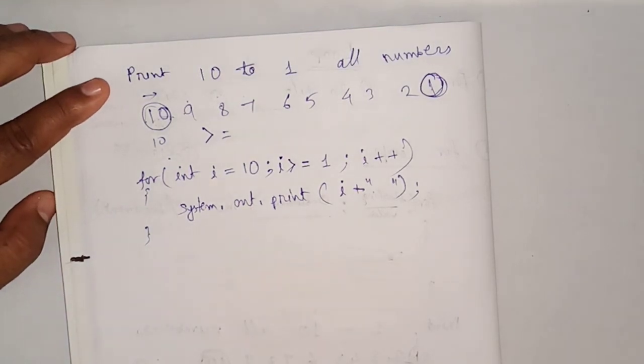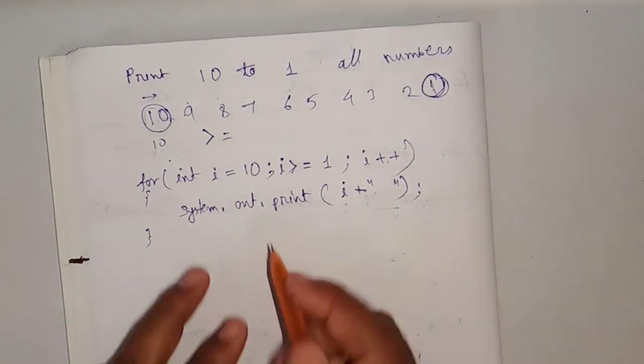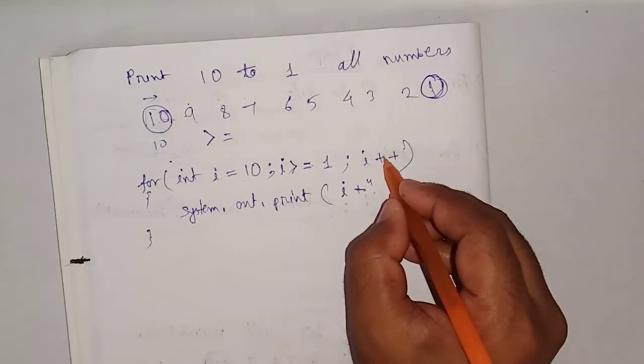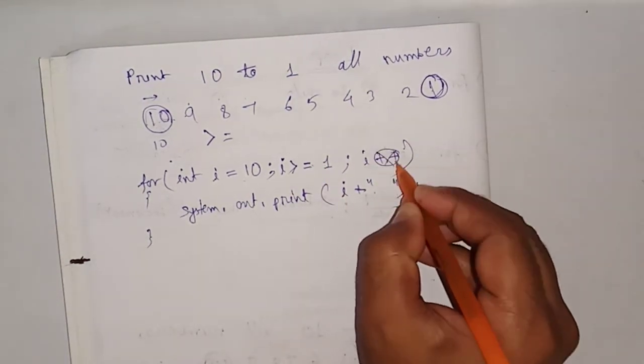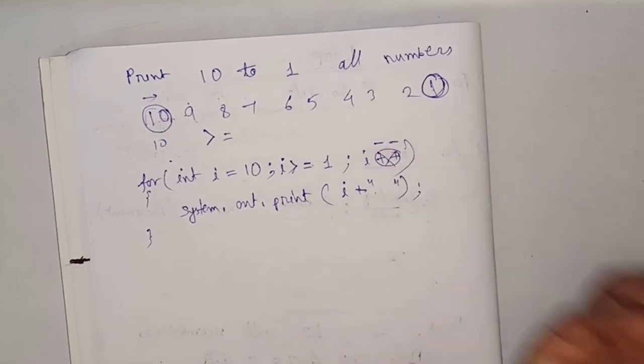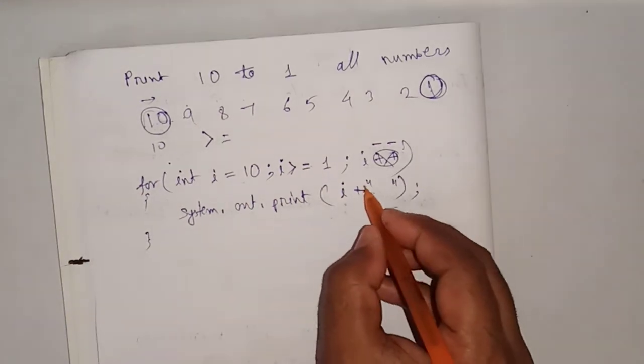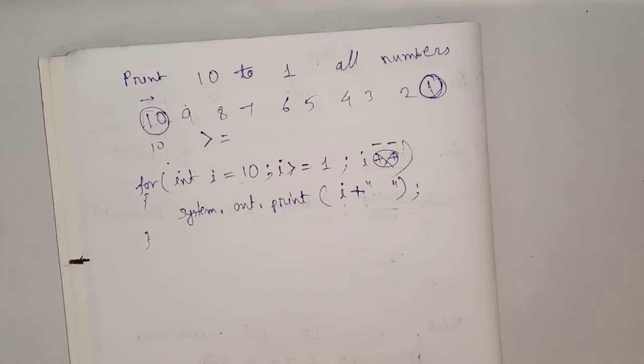Okay, so this way we are doing this calculation. Starting value, ending value, and sorry, it is decrement, not increment, sorry, I minus minus. Okay, this way we are doing the entire calculation.